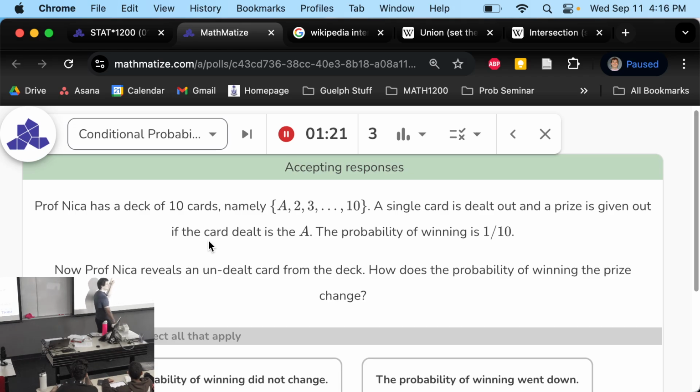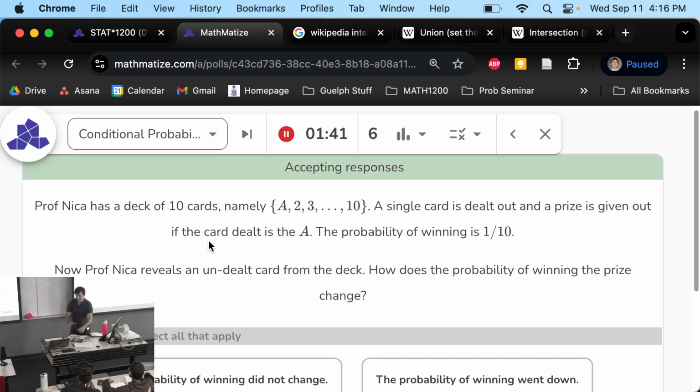The probability of winning is 1 out of 10. There's 10 cards, the sample space, ace through 10. 10 cards, 10 things in the sample space. One card on the table, if it's the ace, they win. So the event of them winning is that it is the ace. That's an event with 1 element in it. So it's a 1 out of 10 chance to win.